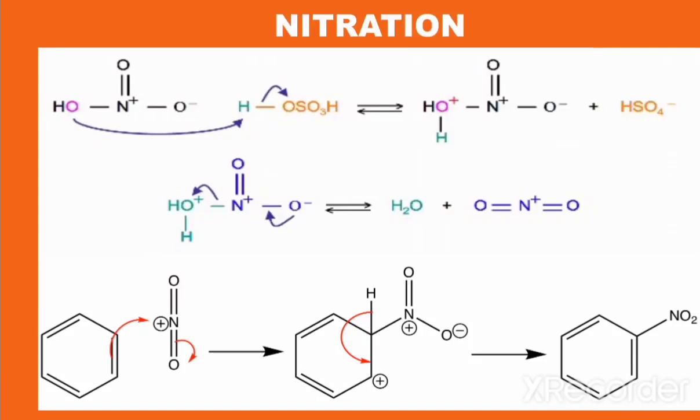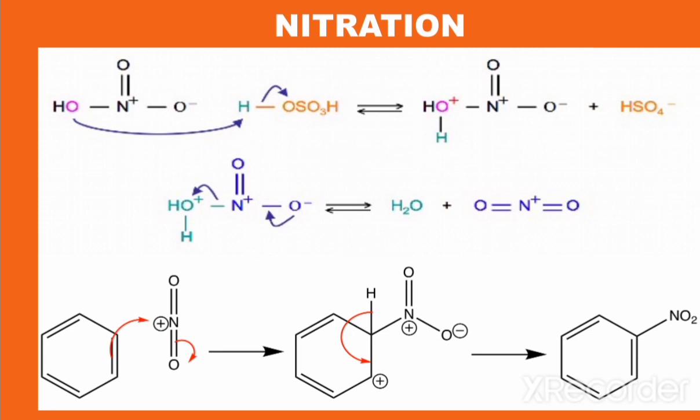In this video, we will learn about the substitution reaction of benzene. Firstly, we will discuss nitration, the addition of a nitro group to a benzene ring. We will make a nitro group, that is NO2, that will replace the hydrogen that is attached directly to the carbon of the benzene ring.